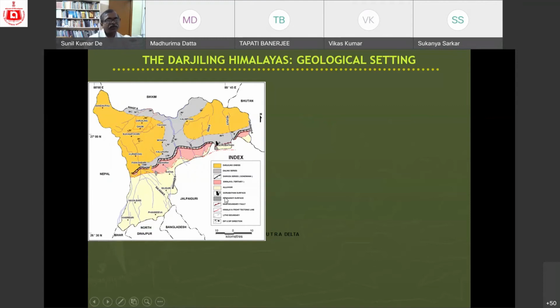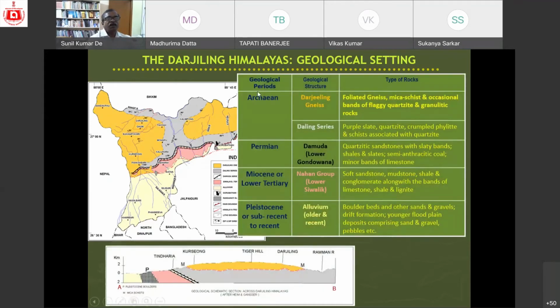Here you will find the MBT, Main Boundary Thrust, and in the lithology, the Archaean is very old. It is Precambrian period. So rock about 450 to 460 million years old you will find in Darjeeling Himalaya, forming the base bedrock. And from that time till today, alluvium deposits have been taking place in most of the areas. These are the Darjeeling Gneiss formation, of course, composed of mica schist and quartzite and purple slate as bands in many places.